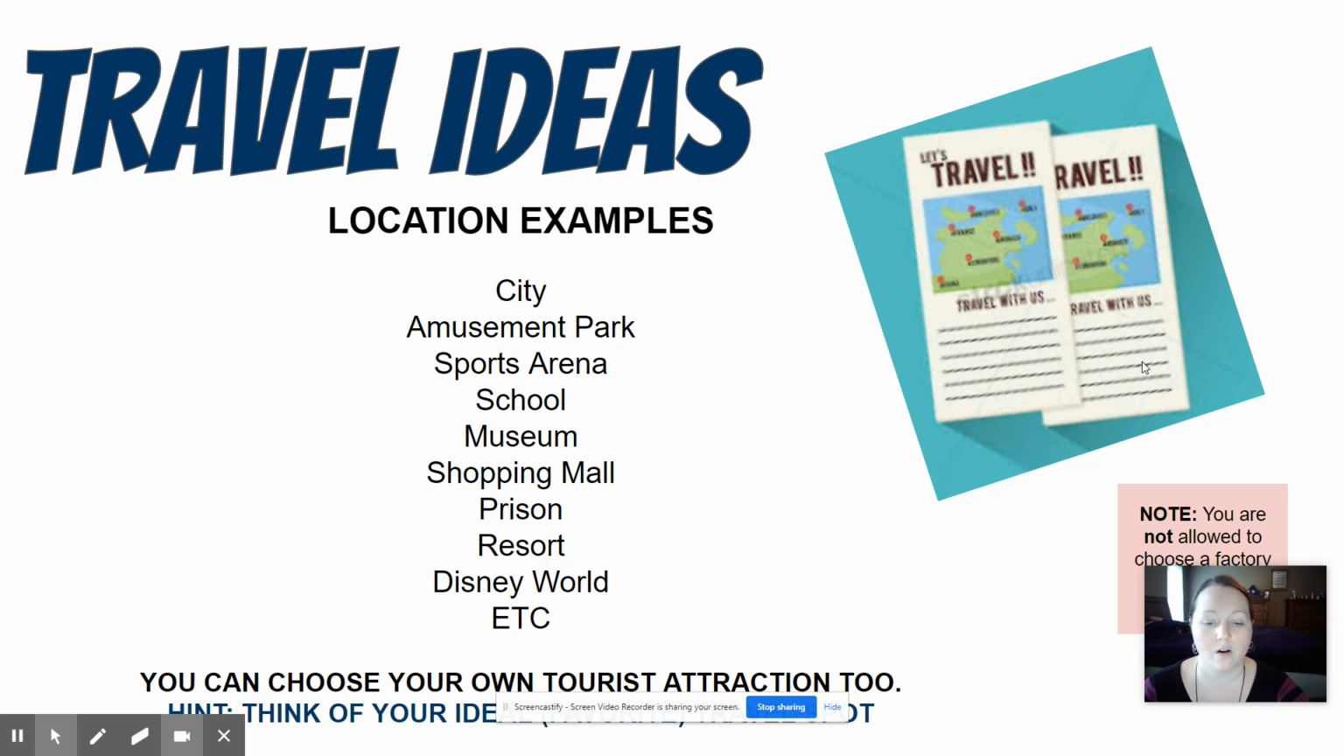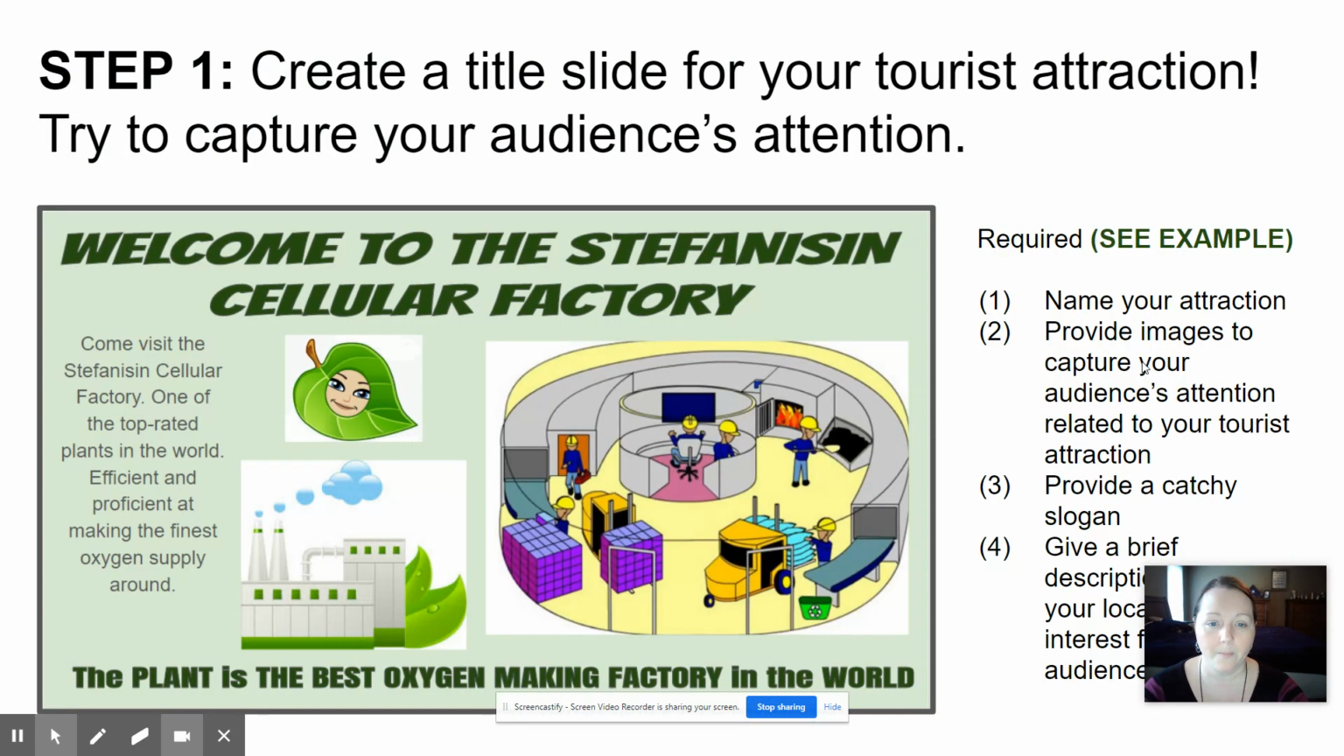So think of somewhere that you would be interested in going or that you have been before or something that you enjoy and like. You are not allowed to use a factory. All my examples from the last week in learning about the cell organelles and the examples in this project are from a factory. So you are not allowed to choose a factory, but you can choose any other location to compare to. So on this presentation, you're going to be creating a title slide.